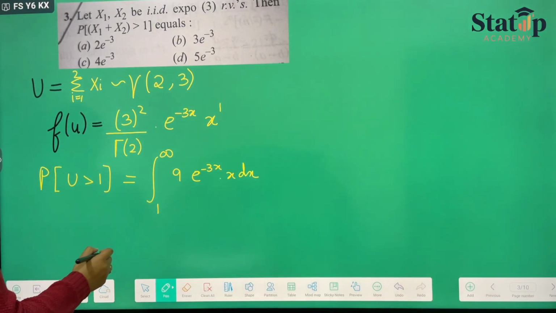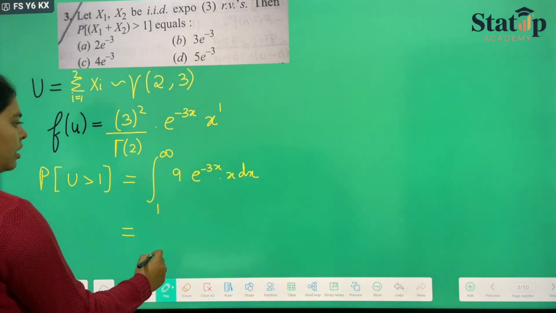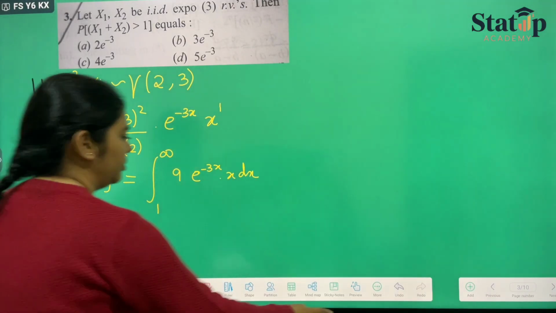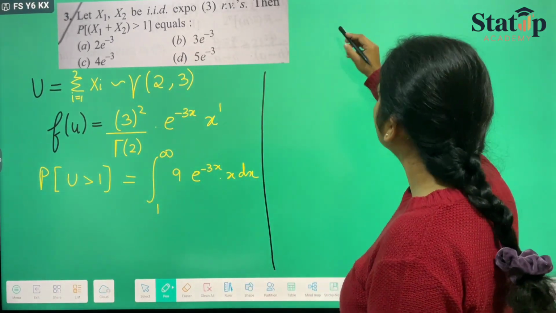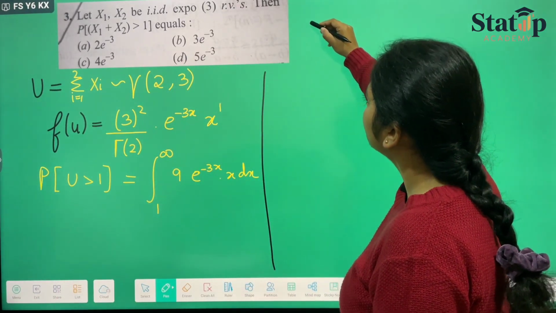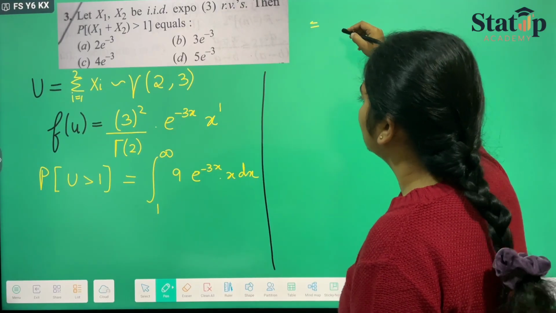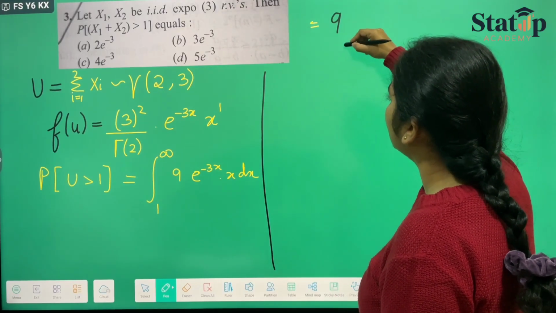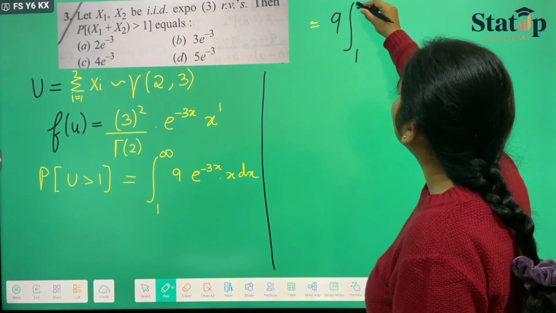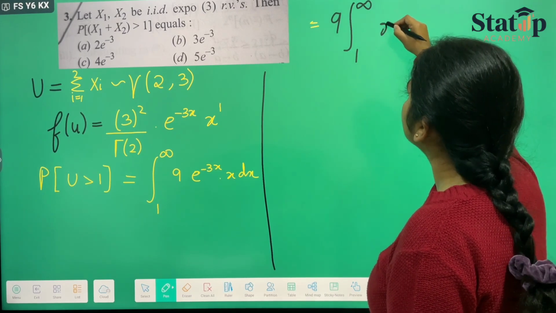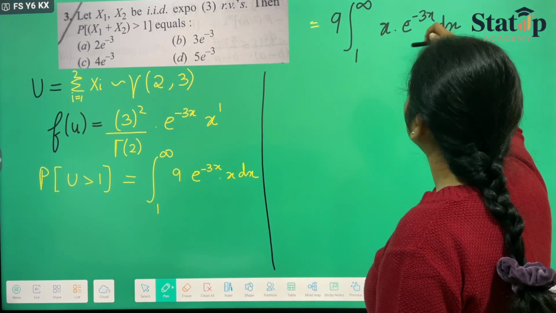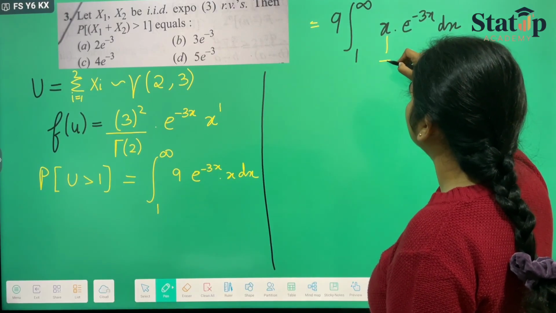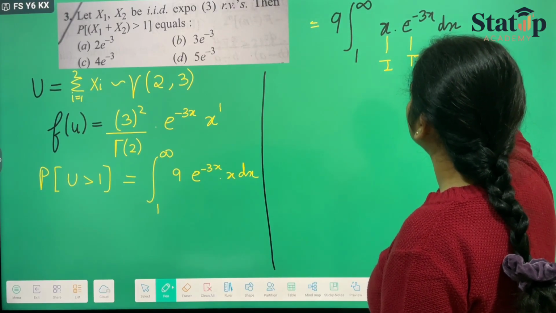This is all we have to find. Now this integration will be equal to 9 (which comes outside as it is a constant), integral from 1 to infinity of x times e raised to the power minus 3x dx. Now this forms our function 1 and this forms our function 2.